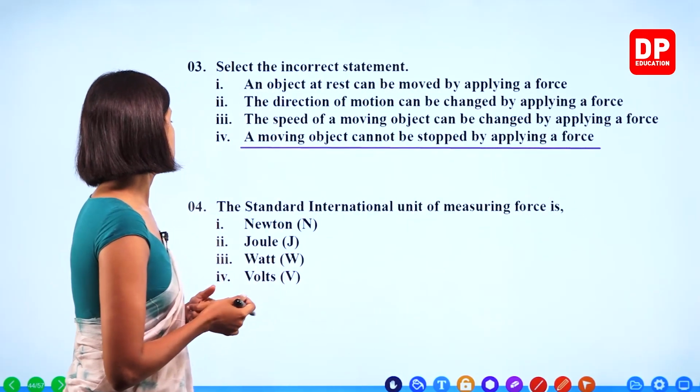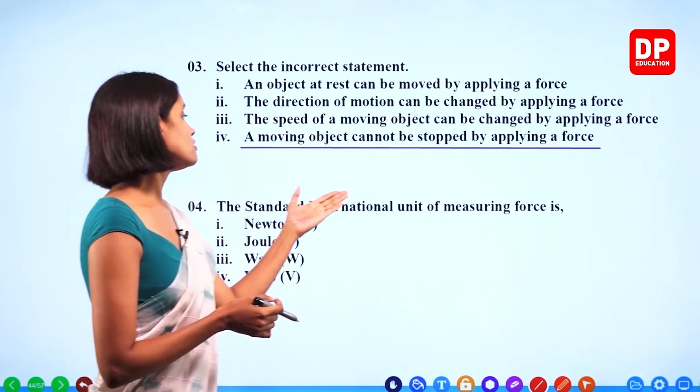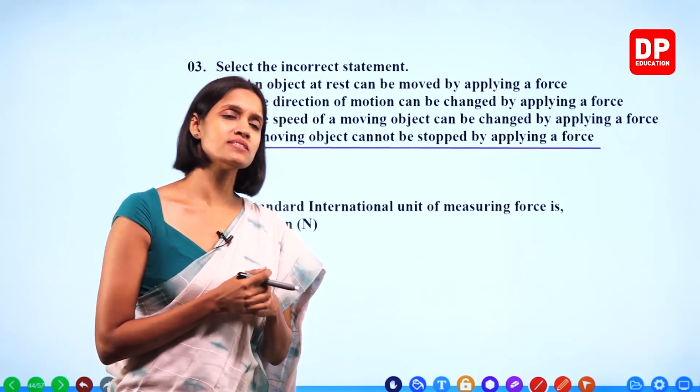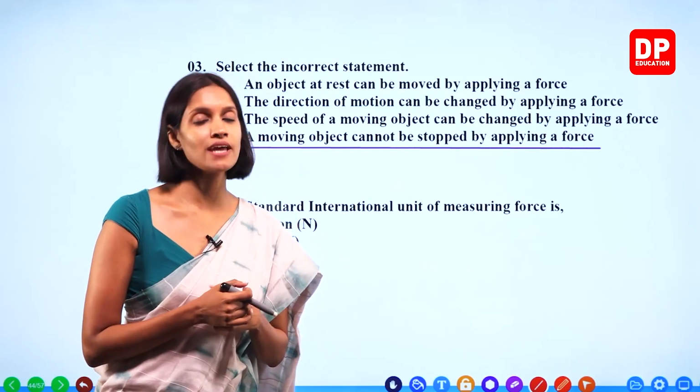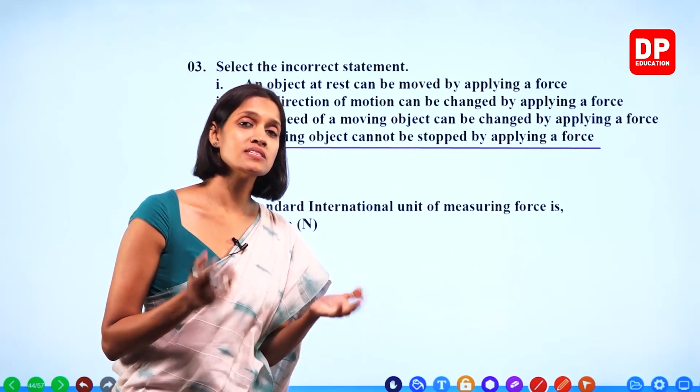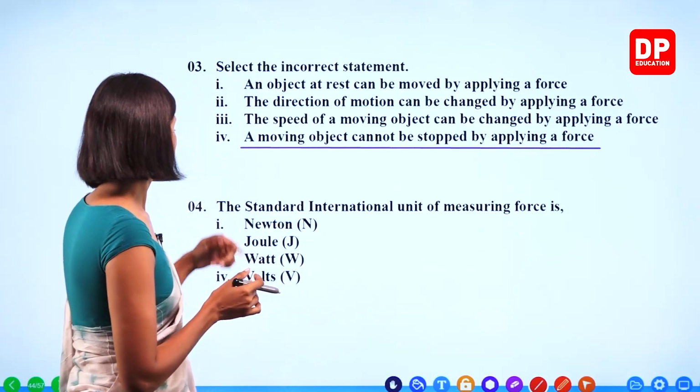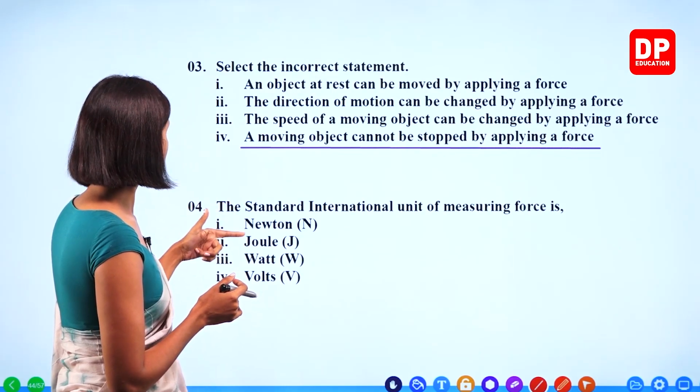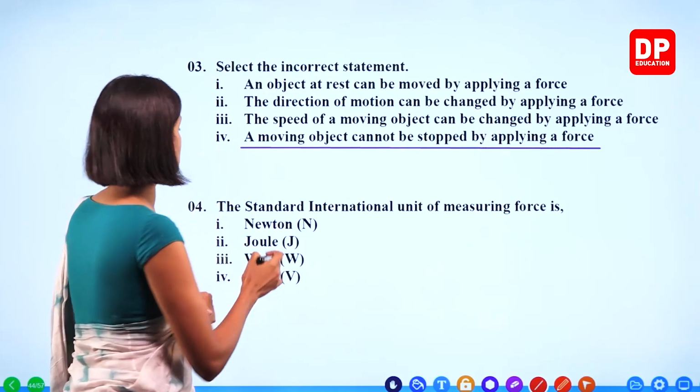Next one. The standard international unit of measuring force. What is the SI unit, children? That is Newton. What is the symbol? Capital N. Newton, joule, watt, volts. Answer is Newton.